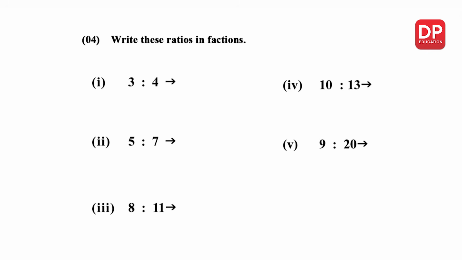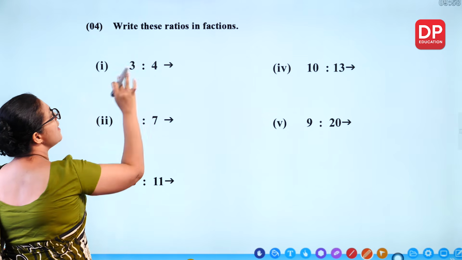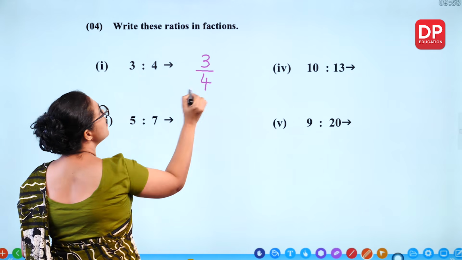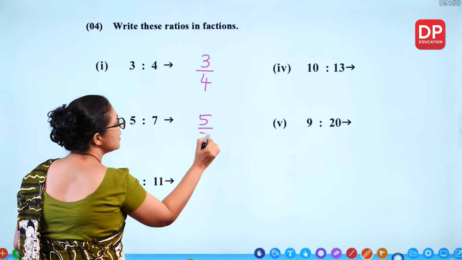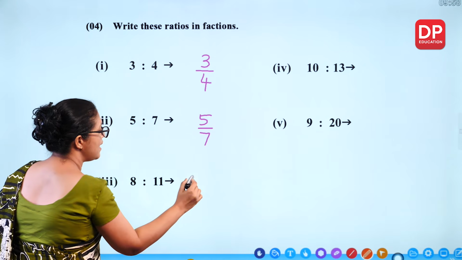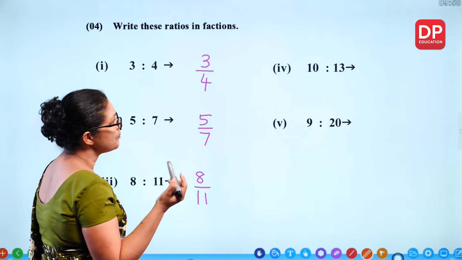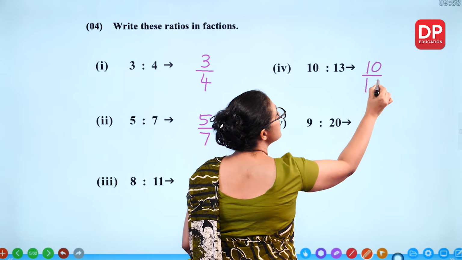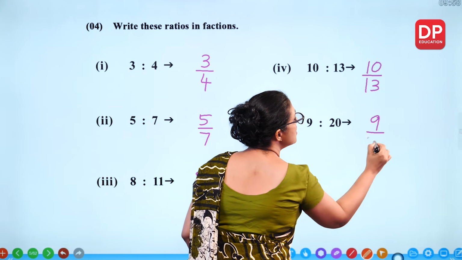Write these ratios as fractions. This is the first value, first term, and this is the second one. How can you write it as a fraction? 3 over 4. 5 to 7, 5 over 7. 8 to 11, 8 over 11. 10 to 13, you can write 10 divided by 13, 10 over 13. 9 to 20 means 9 over 20.